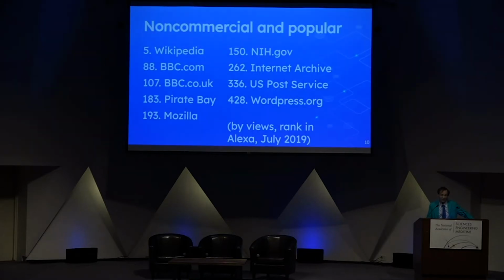Okay, so think about this. The media landscape, here's all of them. Wikipedia, BBC for the American and the UK, Pirate Bay, very important nonprofit website, Mozilla, this is for downloading Firefox browser, NIH for downloading PubMed papers, the Internet Archive, which really is like Wikipedia, the US Postal Service, and WordPress.org. That's not WordPress.com, that's not the actual blogs, that's WordPress software. Every other website in the top 500 is either trying to sell you something or sell something to you or sell you something. It works either way.